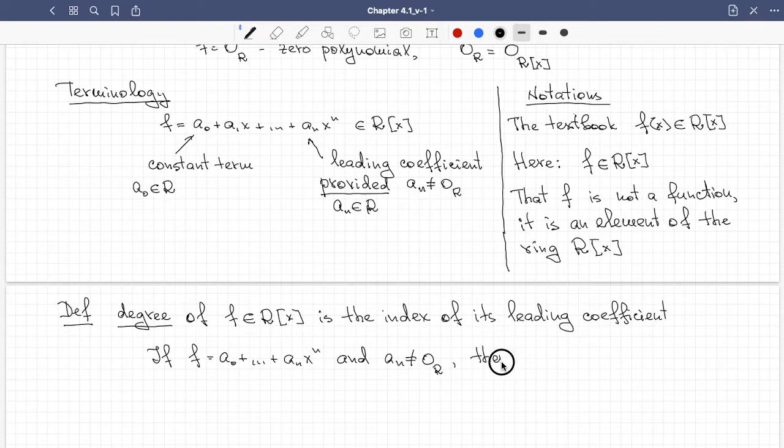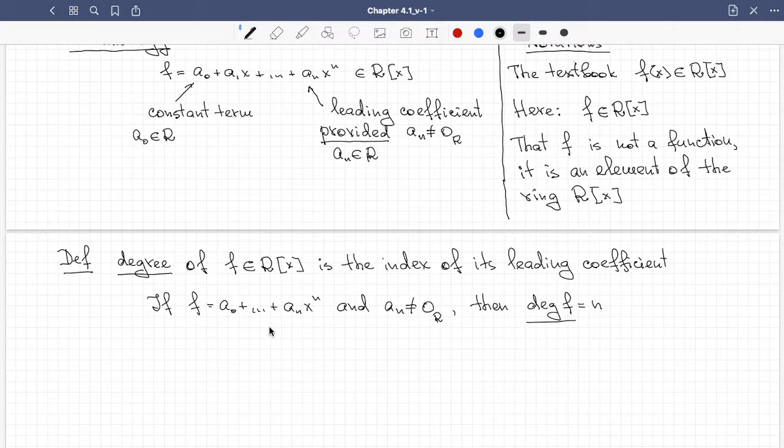Then we say that degree of f, that is a notation for degree of polynomial, sometimes I write f in parentheses, sometimes not, is n. So this is a polynomial of degree n, provided a sub n is not 0 in the ring R. In this way, the degree is defined for every polynomial except 0. The degree is defined and this is always a non-negative integer.